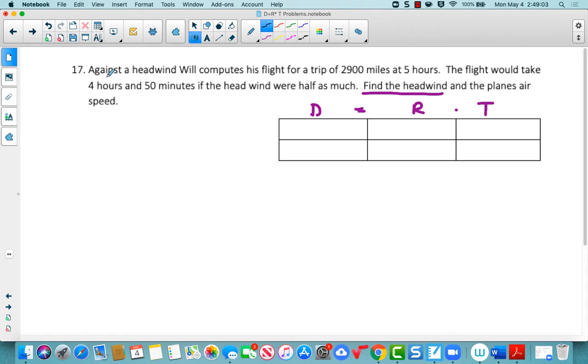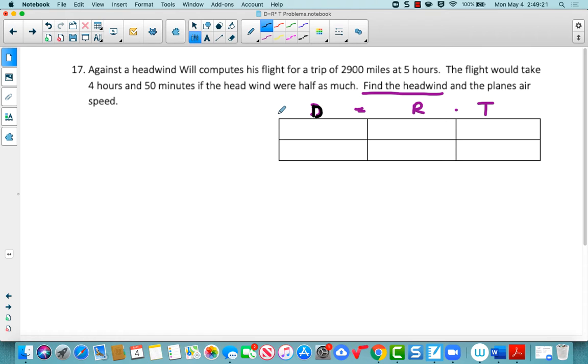It's Coach Fred here, and I'm going to be going over question number 17 from the distance equals rate times time worksheet. And this is a system using distance and winds. So we had against a headwind, Will computes his flight for a trip of 2,900 miles at 5 hours.